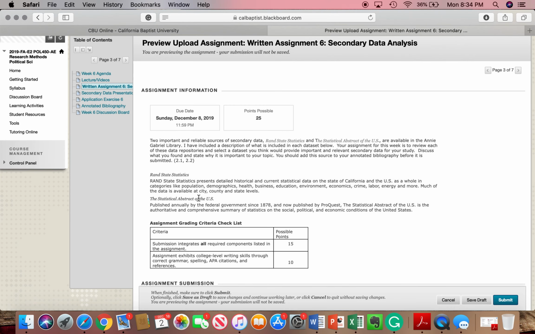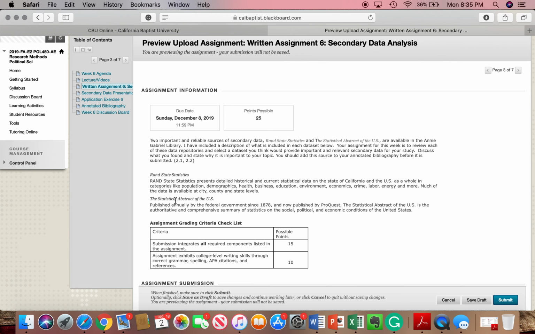For written assignment number 6, we are going to look over a secondary data set, and we're going to analyze it to see if it would be something that we can use. To do this, I've given you two different large domains of information: the RAND state statistics and the Statistical Abstract of the United States. Both are very large data sets, and I'm hoping you can look through both of these and find a data set that would help support your study.